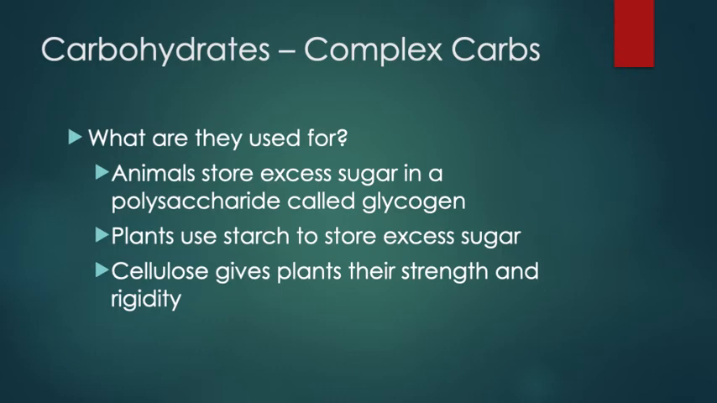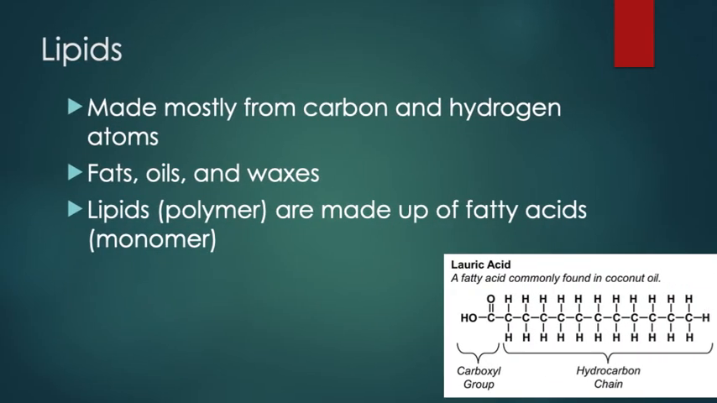Let's move on to the next molecule here. The next one is the lipid. And lipids you would know probably as fats. So fats, oils, waxes, these are all forms of lipids. They're molecules, again, that are made up of carbon and hydrogen atoms all bonded together. These are polymers made up of all these fatty acids, which are the monomer. So individual fatty acids are combined to build this much larger molecule.